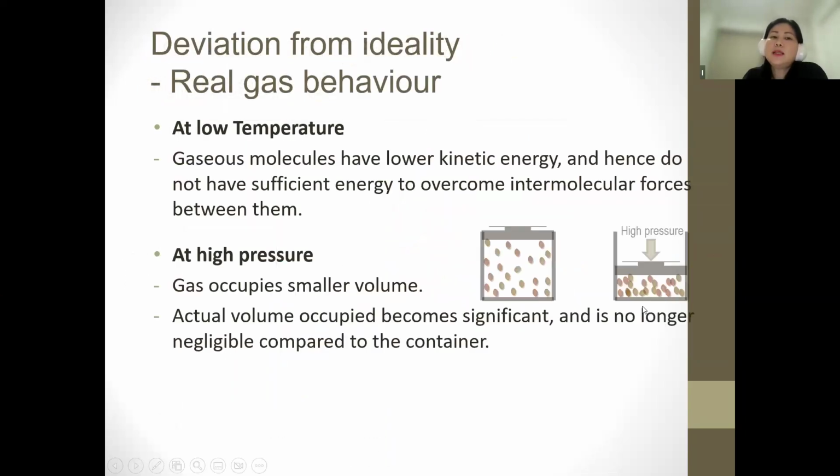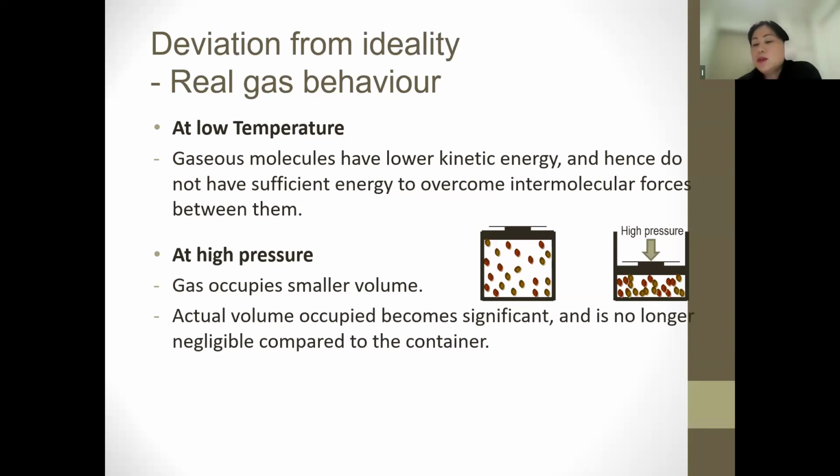Okay, so to summarize, low temperature is not what we want. We want high temperature. When you read this, of course, you can reverse the thing and understand why it behaves more ideally. If you follow the slides, it's trying to explain why it doesn't behave ideally. So at low temperature, the molecules have very low kinetic energy. They do not overcome the intermolecular force, so intermolecular force becomes significant.